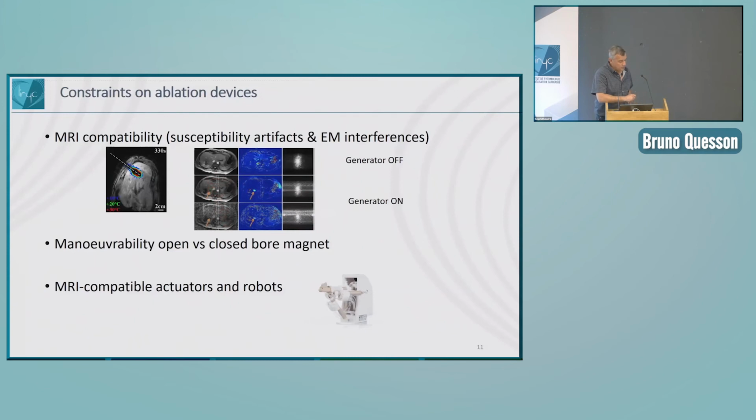Okay. Of course, if you want to do this inside the MR, another point is accessibility, particularly if you want to do percutaneous ablation and insert a needle through the skin. And so comes also the question of using an open magnet versus a closed bore, and also having a closed bore with a much larger aperture than the current systems. And of course, people are also willing to develop robots or actuators that can manipulate devices remotely inside the MR.